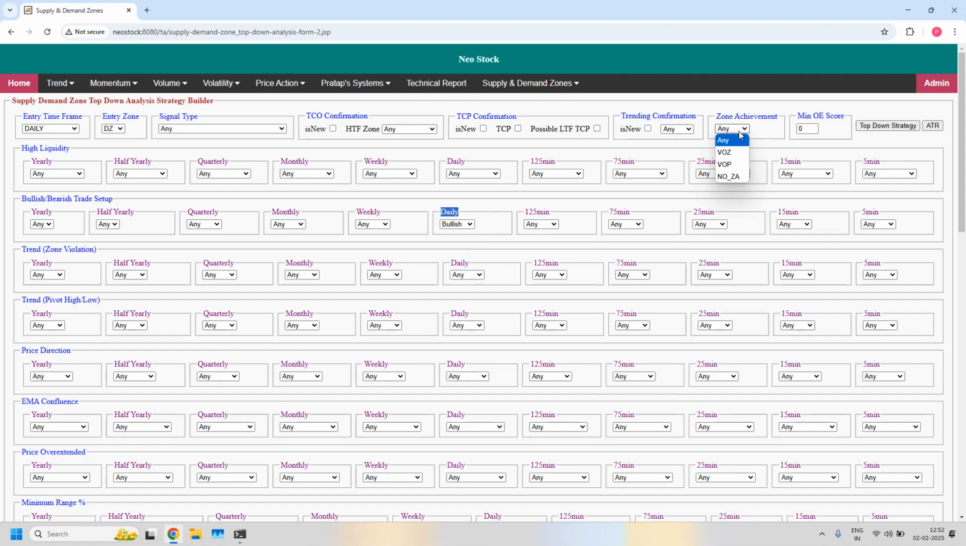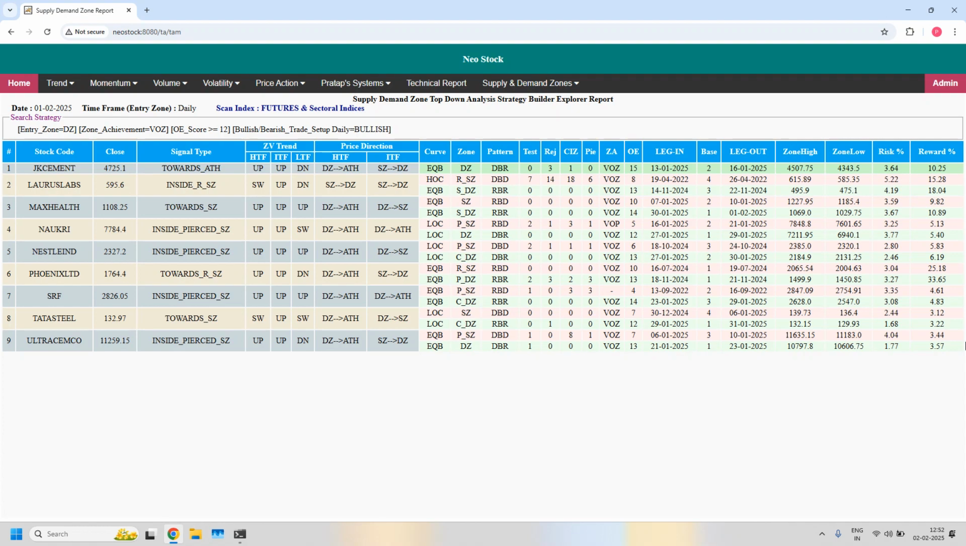And I am also setting zone achievement violated opposing zone, minimum odd and enhancer score 12, and both the filters are applied to daily demand zone. Let's filter. We got 9 stocks. Currently, these 9 stocks are supporting bullish trade setup for monthly income trade.